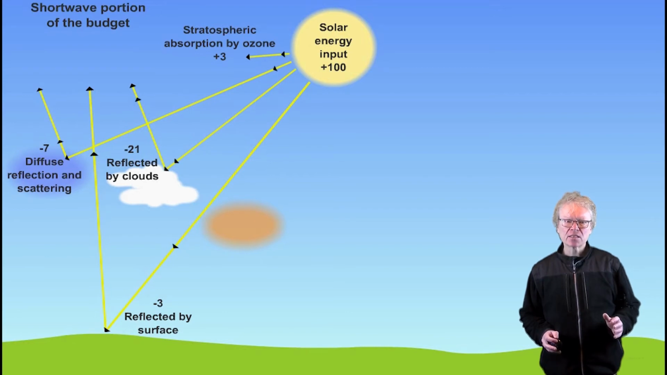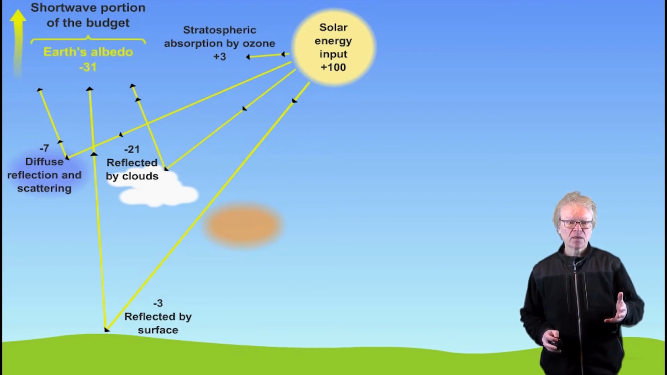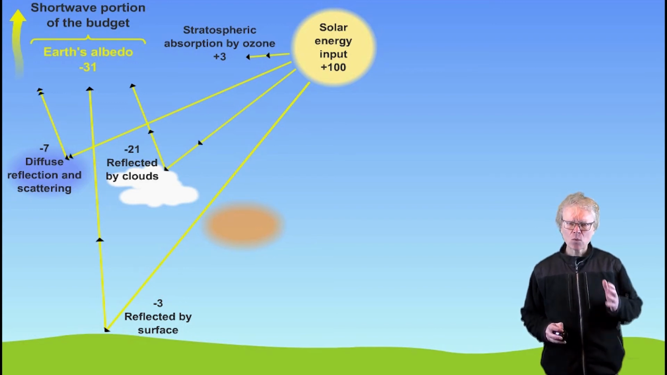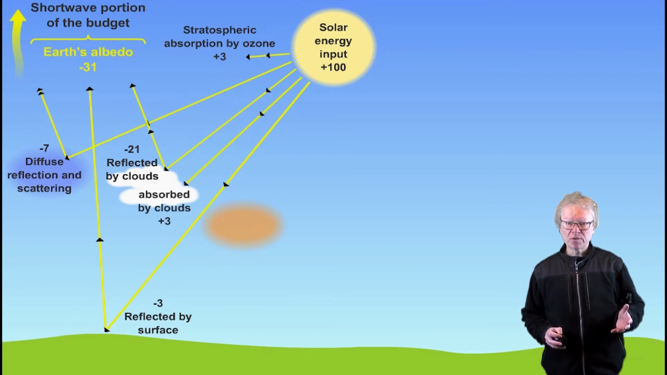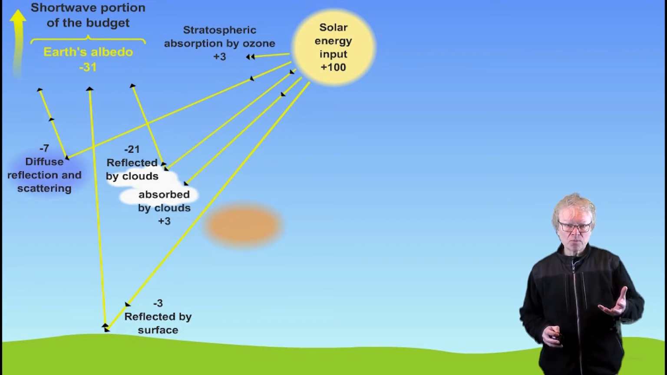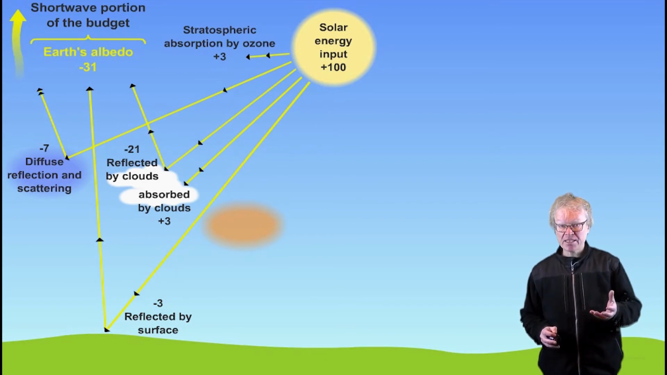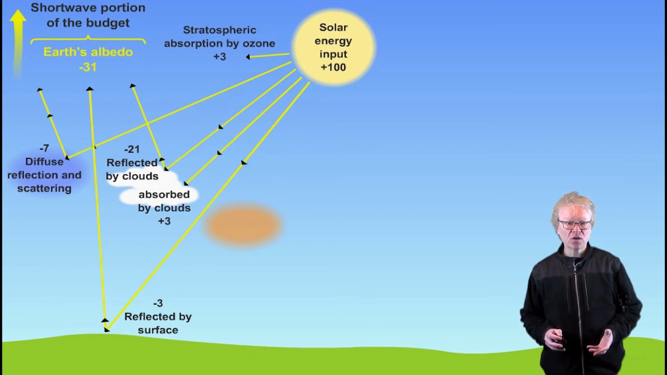All right, now we can then say that this proportion of the incoming solar radiation, 31%, 21 plus 7 plus 3 is 31, is reflected back out to space. So we've lost 31 units from that incoming solar radiation. And what else happens? So what happens to the rest of that incoming solar radiation? Well, 3% is absorbed by the clouds. So they absorb some of that incoming solar radiation. Okay, so that's an addition to the atmosphere of the Earth.